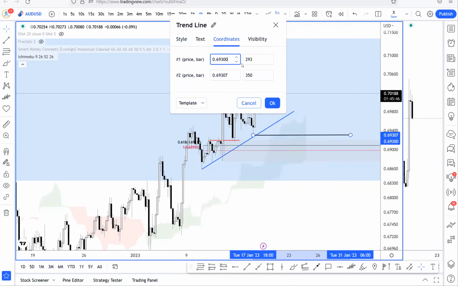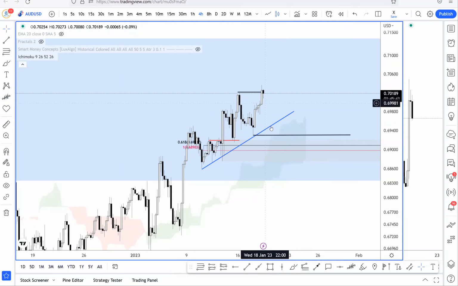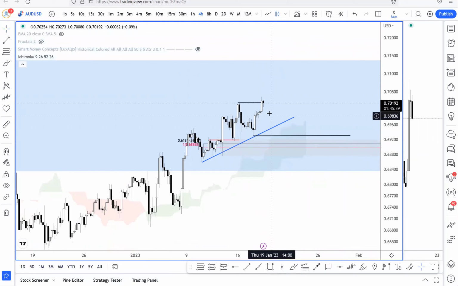So this is the low, right? So essentially we're waiting for a break of this area. Once price breaks below this zone, what this shows us is that there is a potential change in the direction of the trend, right, on the 4 hours time frame.